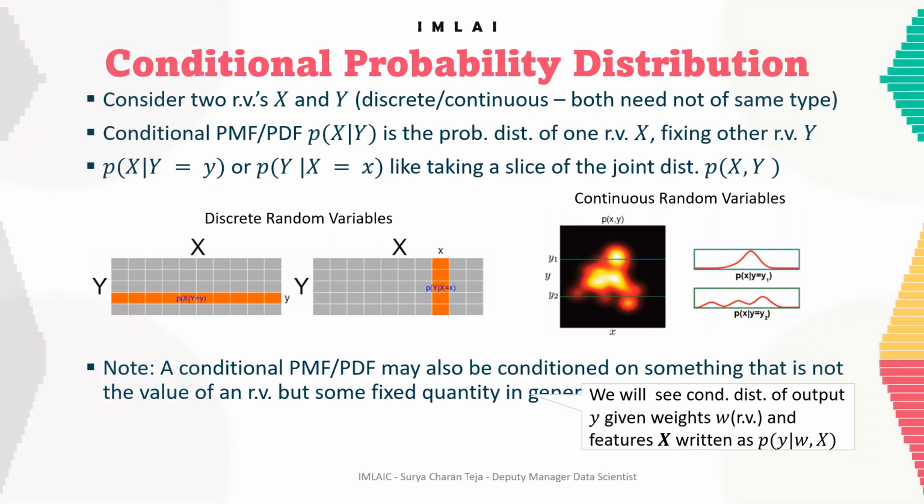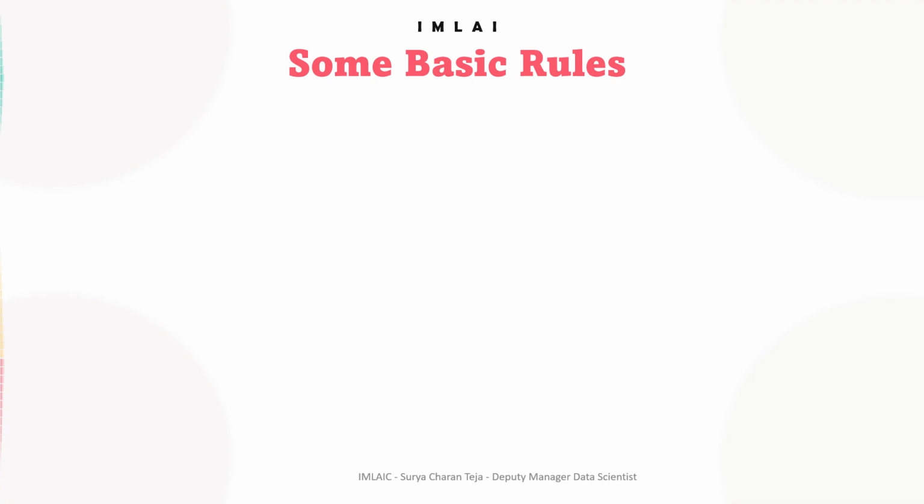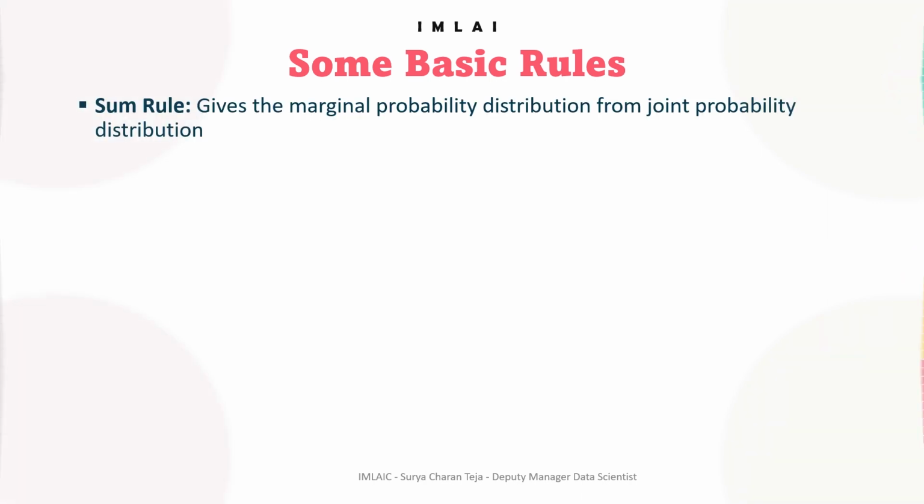Now let's see some of the basic rules of probabilities for random variables, random variable distribution. In probability theory, the following rules are important for manipulating and computing probabilities of random variables. Out of them: sum rule, multiplication rule, Bayes theorem, and chain rule. So we'll begin with the sum rule.